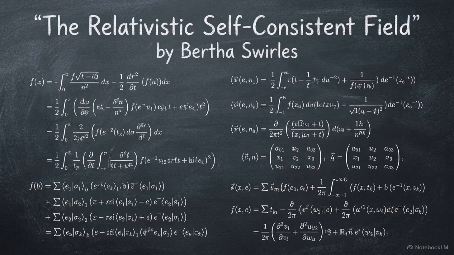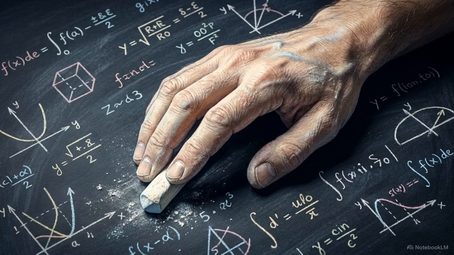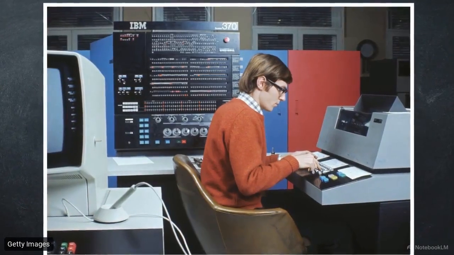The theoretical pushback actually started in 1935, when physicists like Bertha Swirls attempted the first relativistic treatments of many electron systems. Her equations were mathematically sound, but applying them to an atom with dozens of interacting electrons was practically impossible to solve by hand. The calculations were simply too complex. The breakthrough arrived in the 1970s.